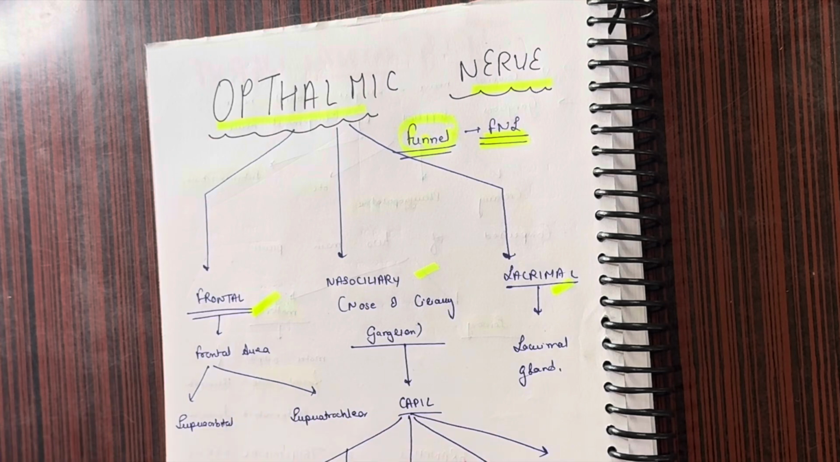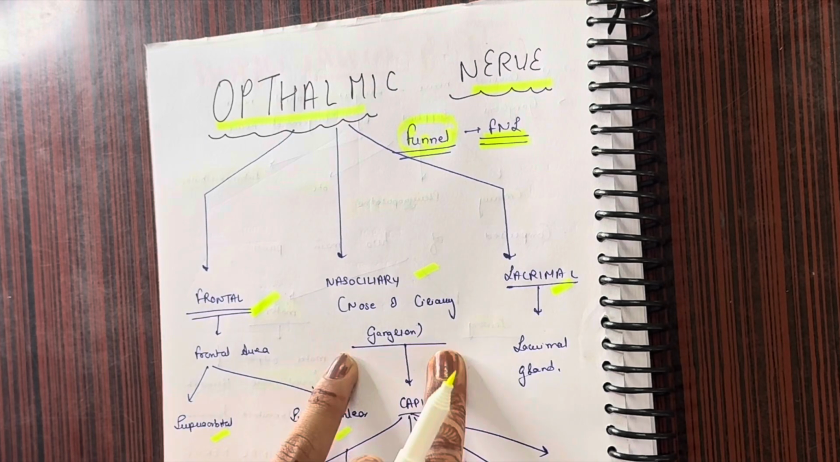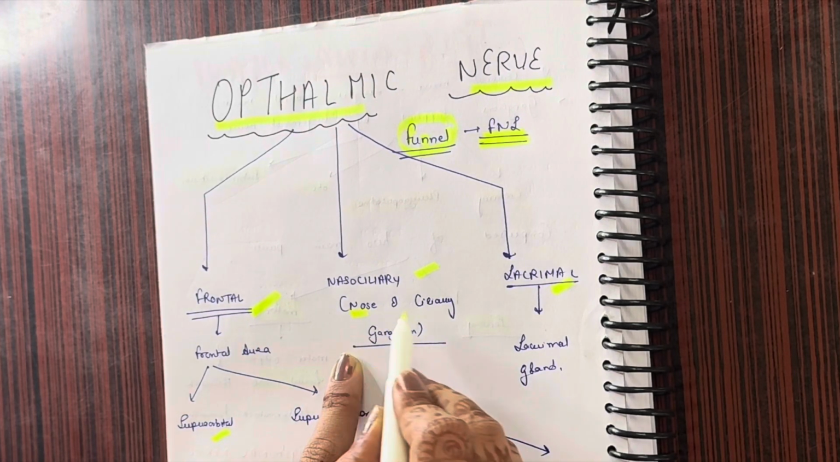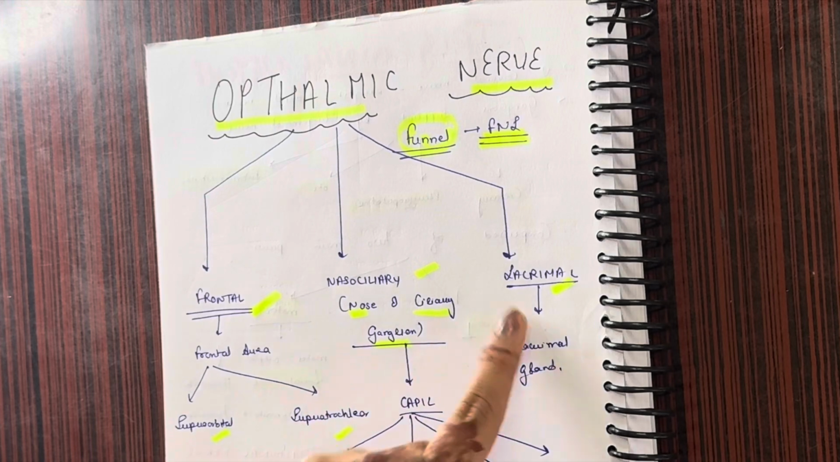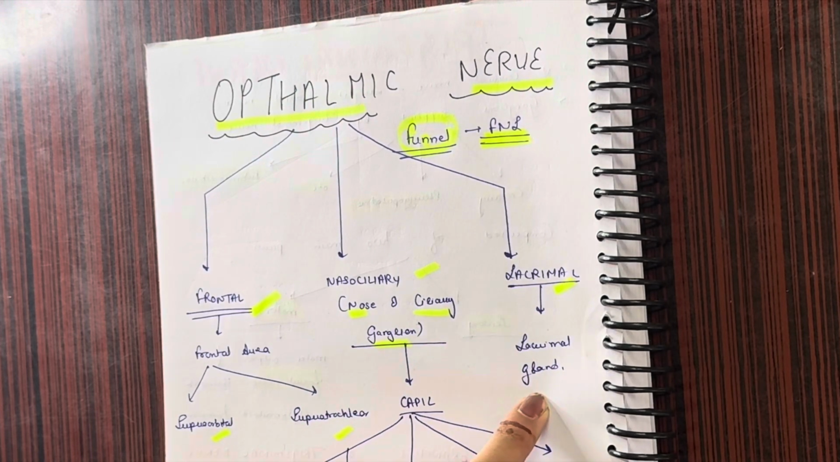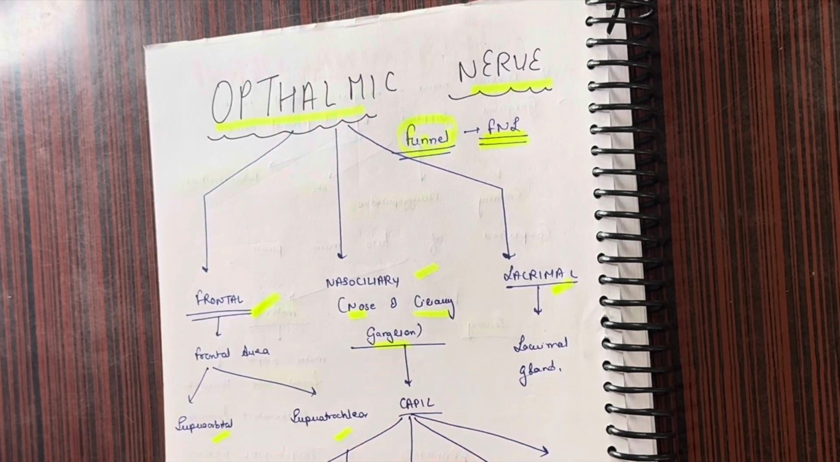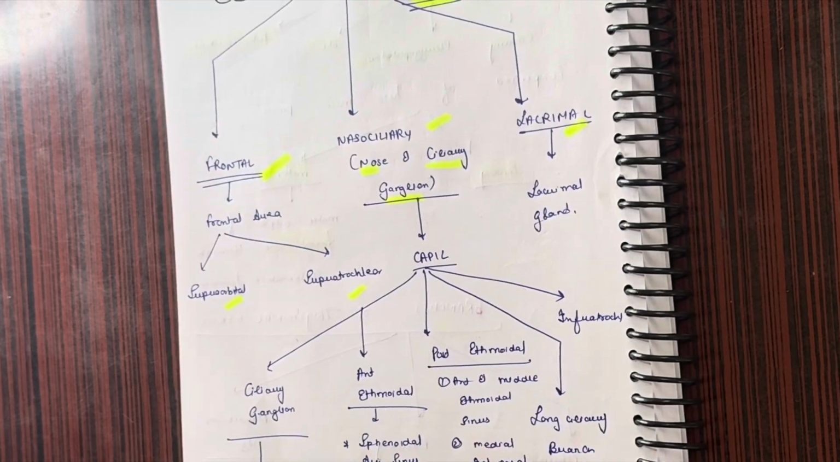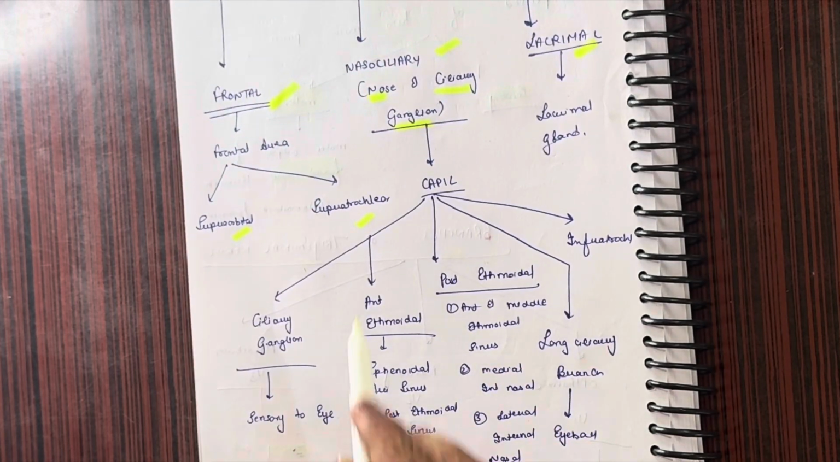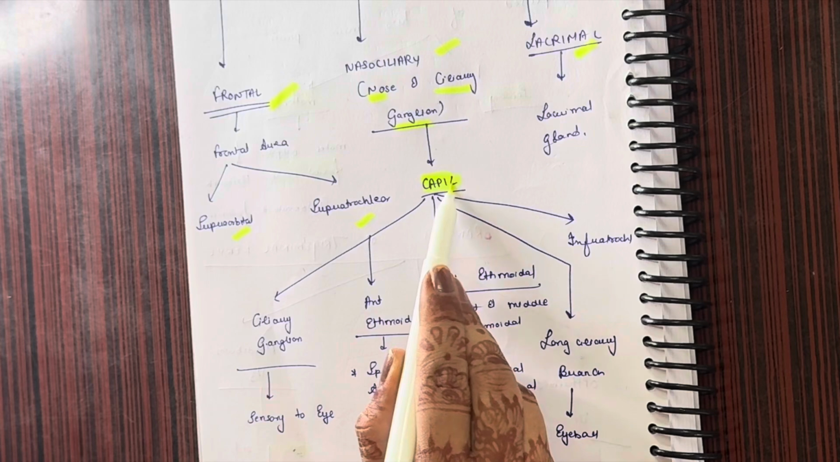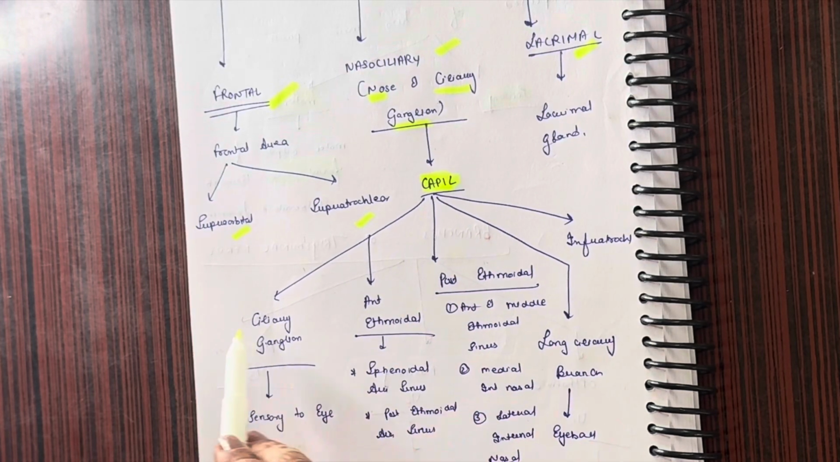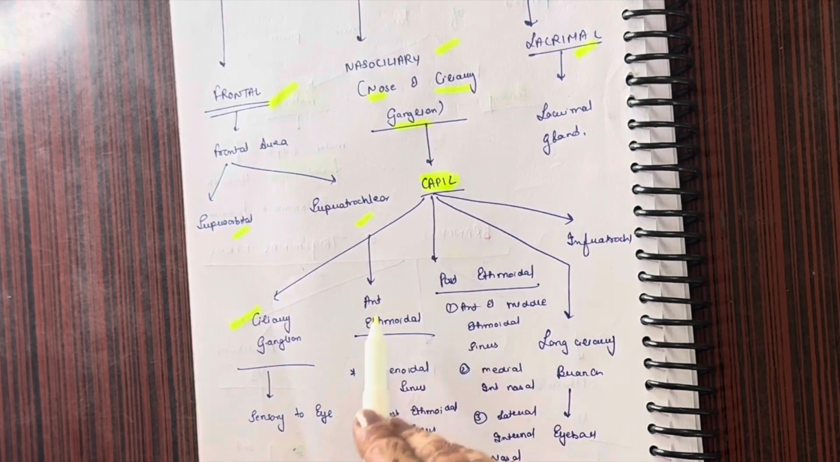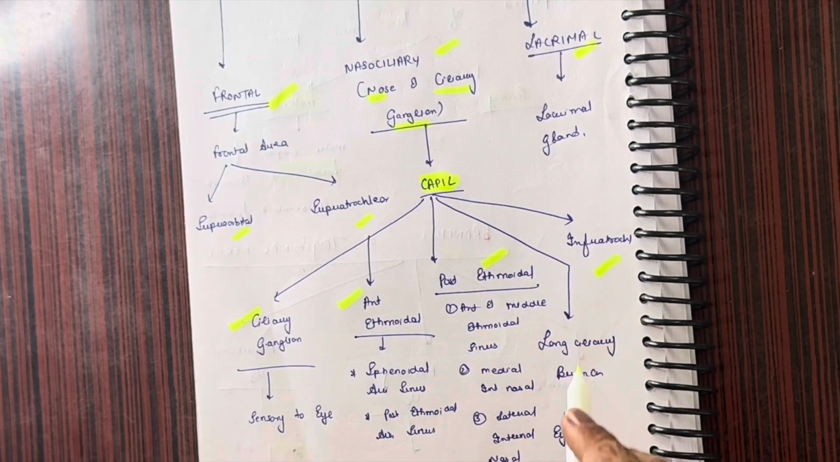Now, the frontal supplies the frontal area through the supraorbital and the supratrochlear branches. The nasociliary supplies the nose and the ciliary ganglion as well. Lacrimal is the easiest because it just supplies the lacrimal gland. Now, nasociliary की जो branches हैं उसके लिए I have used the mnemonic of Kapil, CAPIL, that is ciliary ganglion, anterior ethmoidal, posterior ethmoidal, infratrochlear.